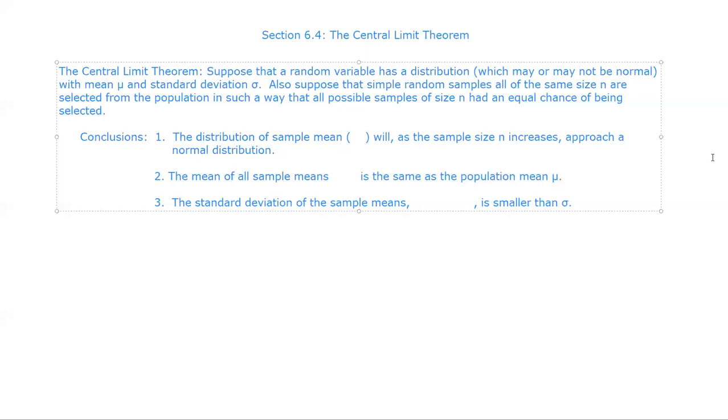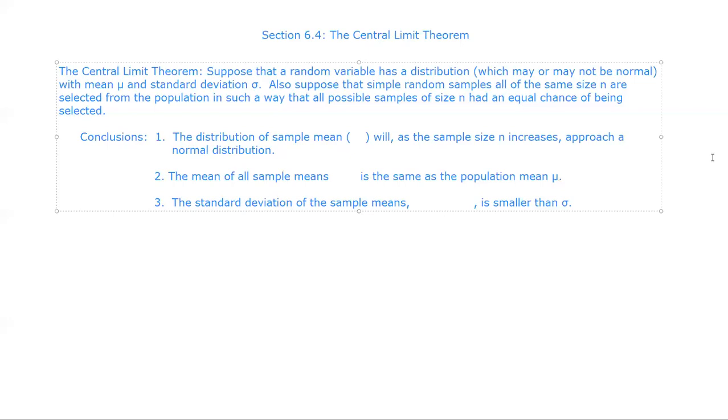So what the central limit theorem says is, suppose that we have a random variable that has a distribution with a mean of mu and a standard deviation of sigma. Now, it's important to note that there's a phrase in there which says that the random variable may or may not be normal. For continuous distributions, the normal distribution is all we have looked at so far in Chapter 6. So what do we do in the case when the population is not normally distributed? Well, the central limit theorem gives us a tool to use in a case like that.